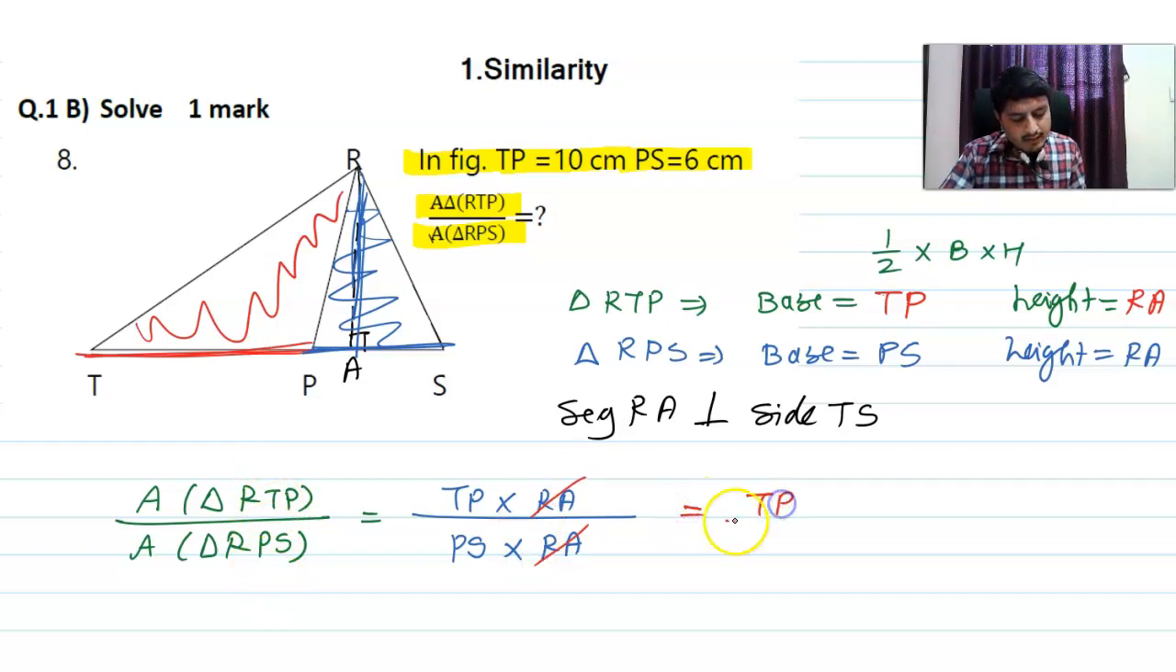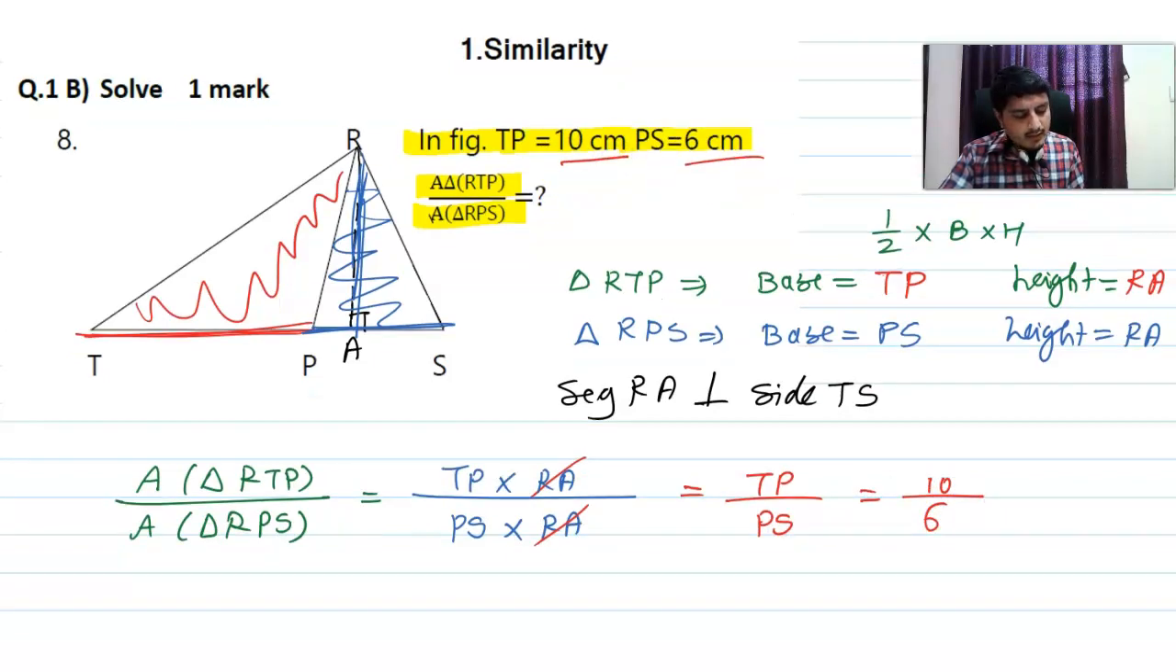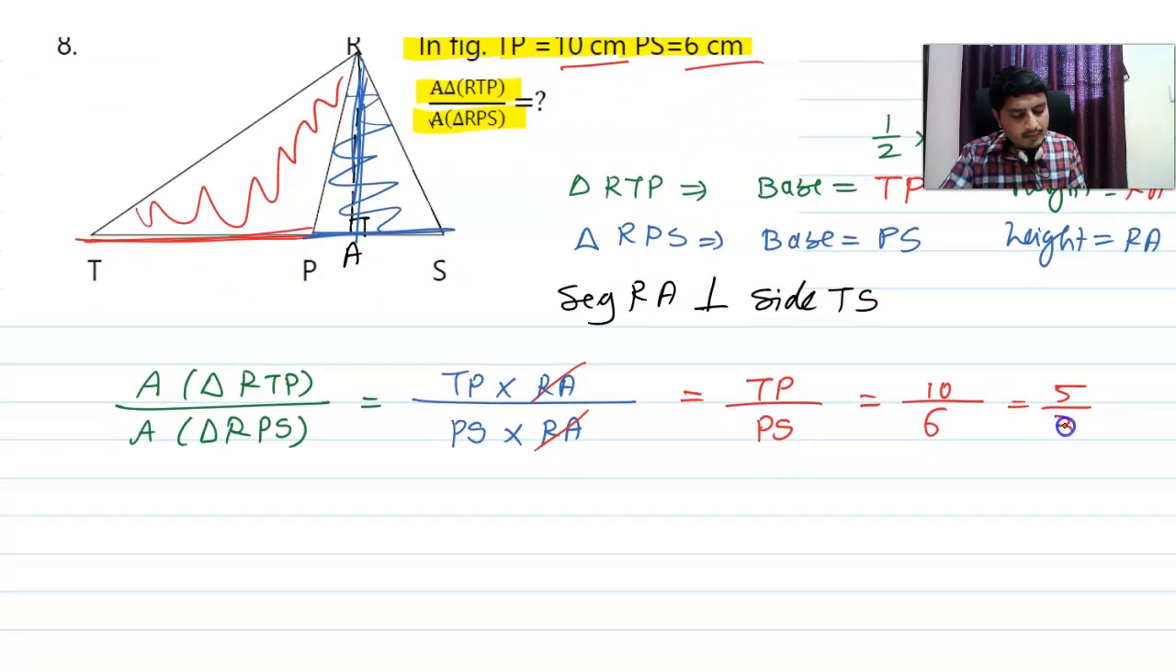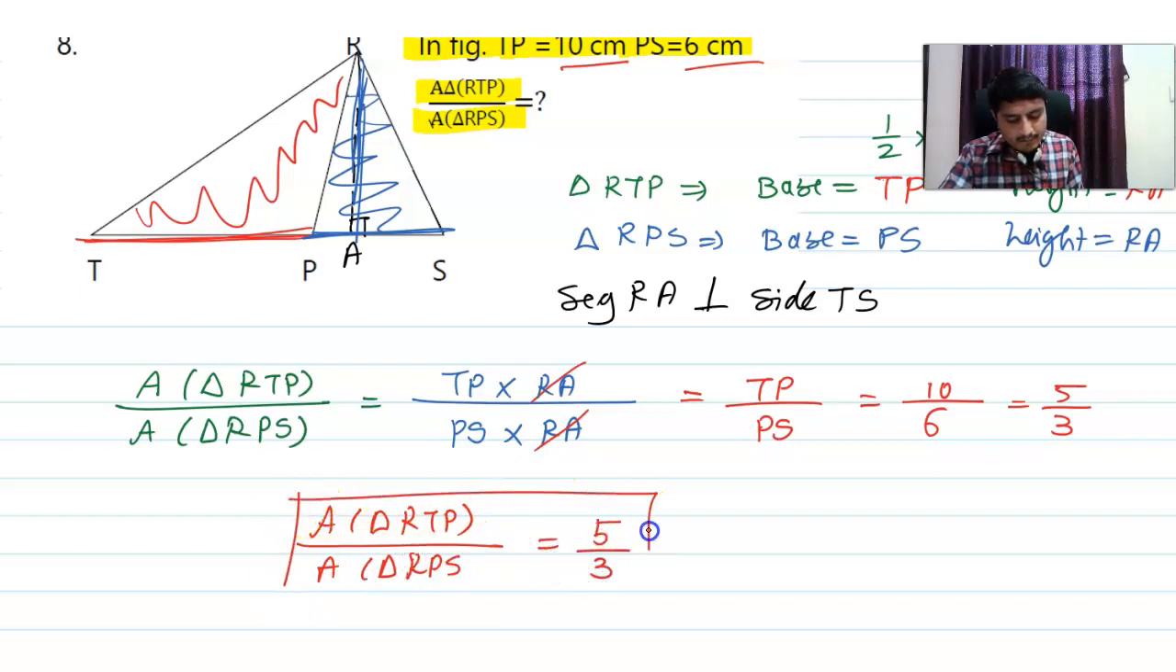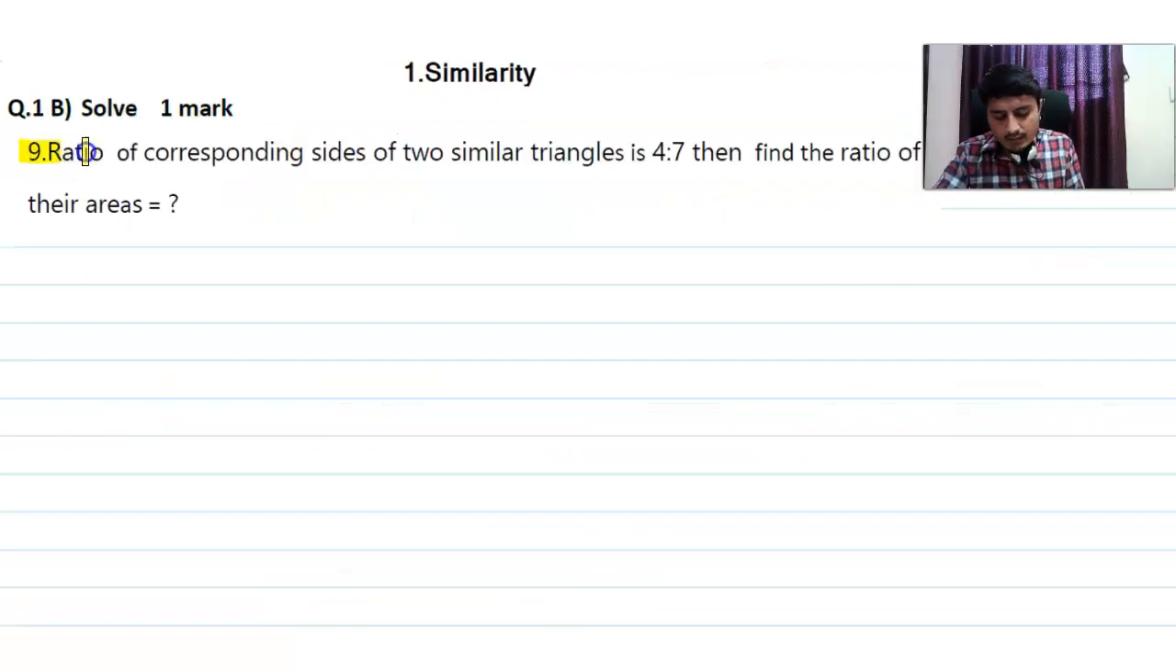That means the ratio of areas of two triangles having the same height is proportional to the ratio of their bases, that is TP divided by PS. The value of TP is given as 10 centimeters and the value of PS is 6. Now, 2 fives are 10, 2 threes are 6. So the area of triangle RTP divided by the area of triangle RPS equals 5 divided by 3. Now look at question number 9.